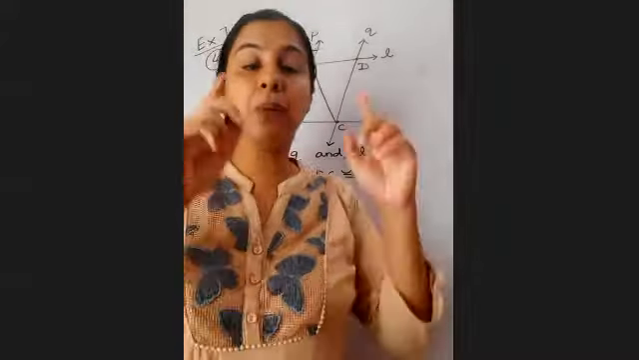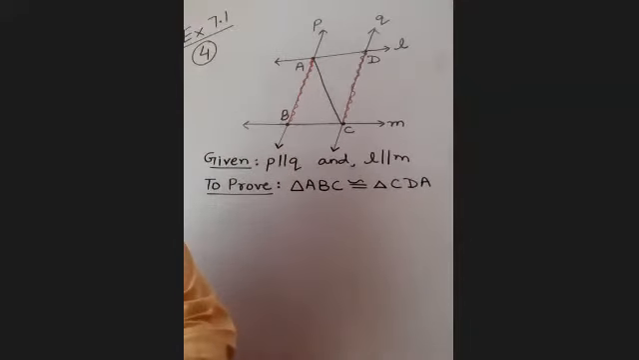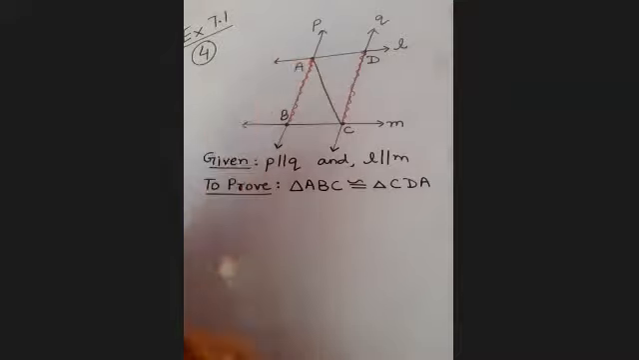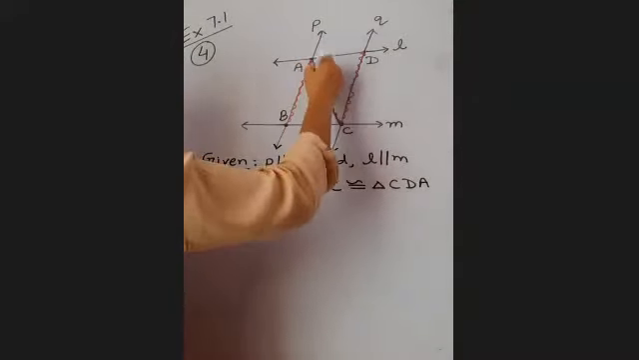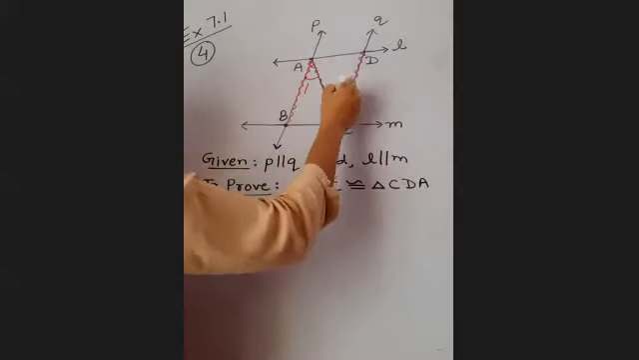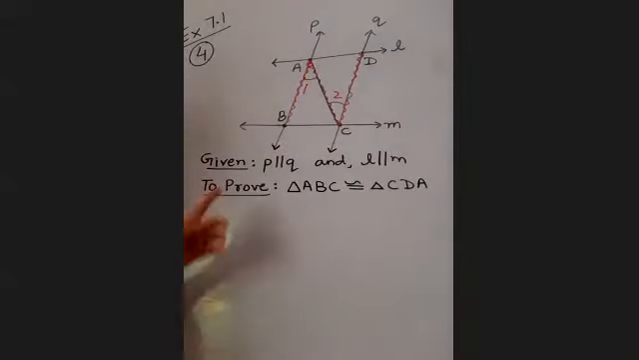Yes, because PQ is parallel. These two are parallel parts. Parts of parallel lines are also parallel, children. Yes or no? Yes, ma'am. So these two are parallel. So which two angles will be equal? One, two. Yes, ma'am. One is equal to two, alternate interior angles as P is parallel to Q.